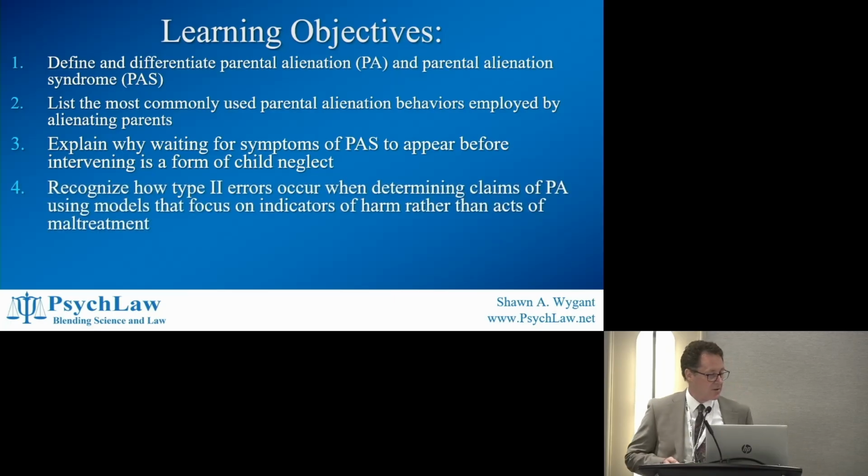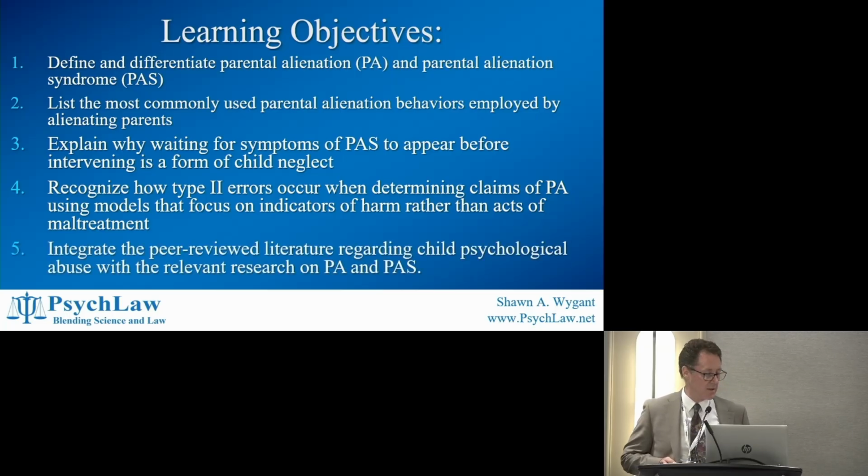recognizing how type 2 errors occur when determining claims of parental alienation using models that focus on indicators of harm rather than acts of maltreatment. And lastly, integrating the peer-reviewed literature regarding child psychological abuse with the relevant research and case law on parental alienation and parental alienation syndrome.